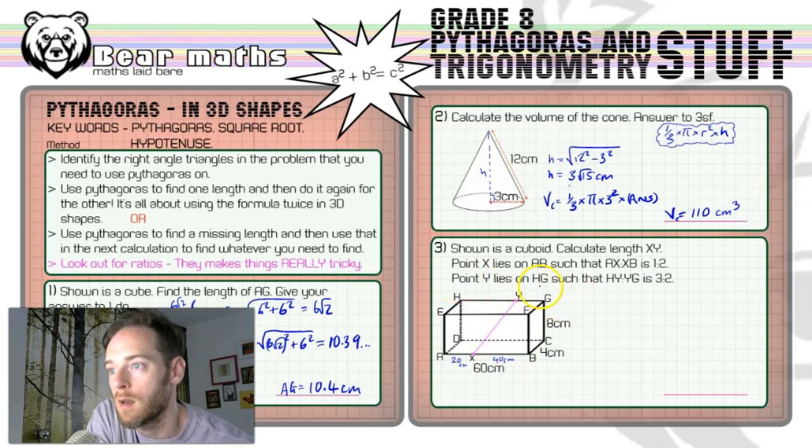And then point Y lies on HG such that HY to YG is 3 to 2. So again, this is 60 centimeters because it's a cuboid, right? Maybe I should write down what I'm doing here. Didn't do it for this bit, did I? But let's write it down for the first bit of what I did. So I took the 60 and I divided by 3, and that gave me 20. Did 20 times 1 and got 20, and 20 times 2 and got 40.